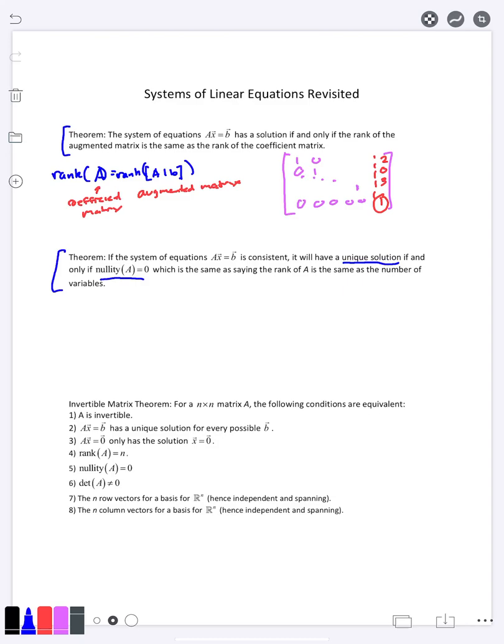So the thing is, if you have no free variables, then you're guaranteed to have only one solution. On the other hand, if you have any free variables, even one of them, that means there's going to be infinitely many solutions to the problem. So again, a nice useful little fact here that the free variables tell you whether you have one solution or infinitely many.